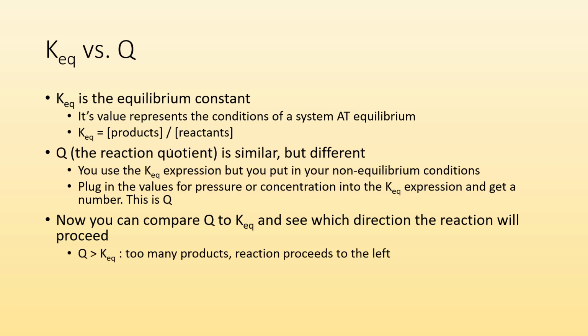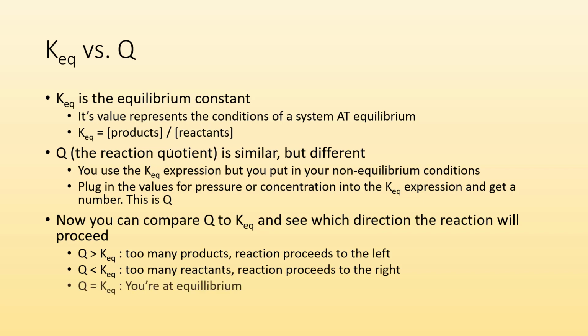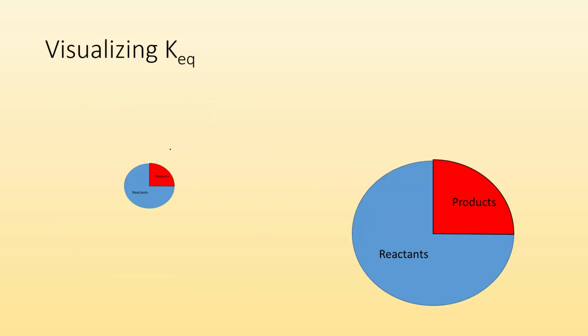proceed. So if Q is greater than KQ, that tells us we have too many products and the reaction will proceed to the left, making more reactants. If Q is less than KQ, it tells us we have too many reactants and the reaction will proceed to the right, making more products. If Q equals KQ, then you're at equilibrium. You're there.